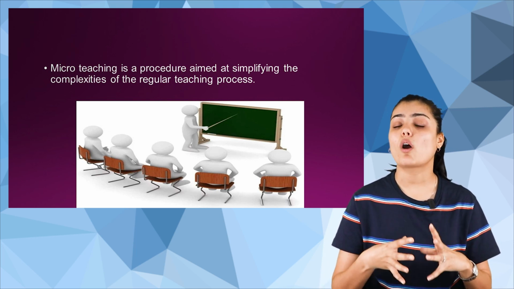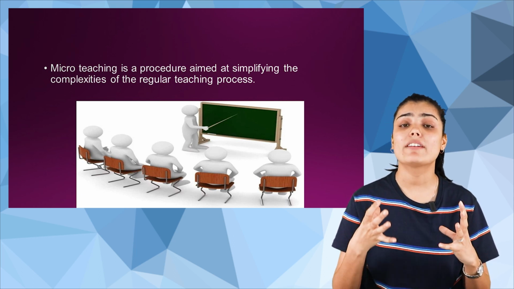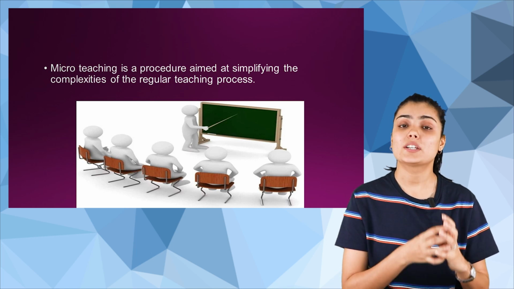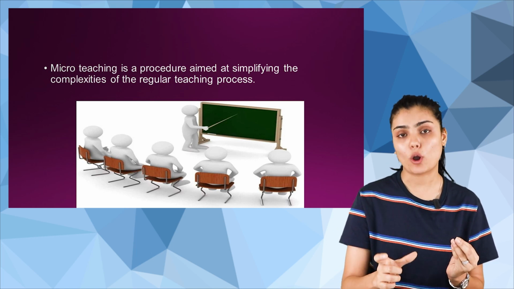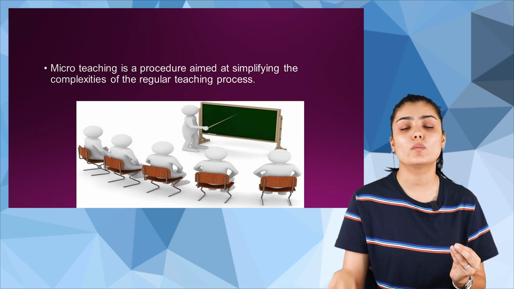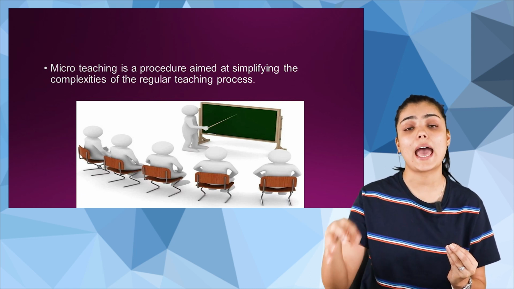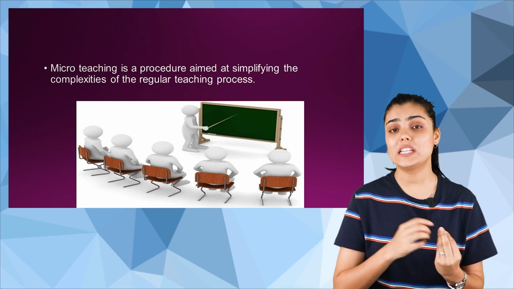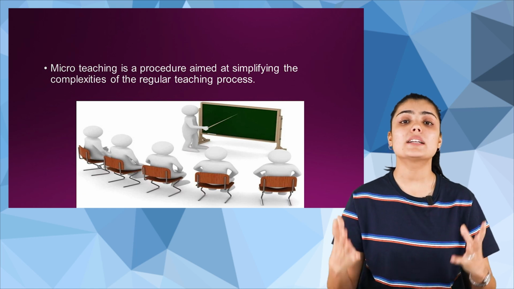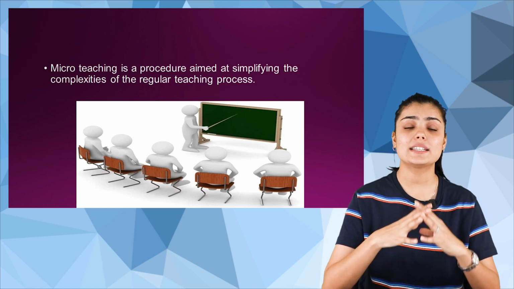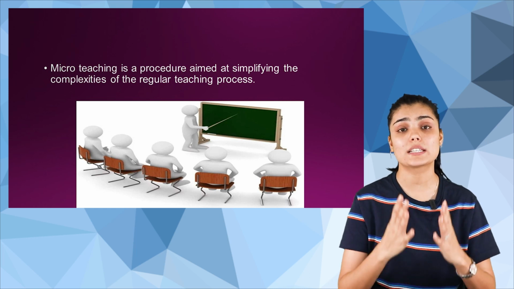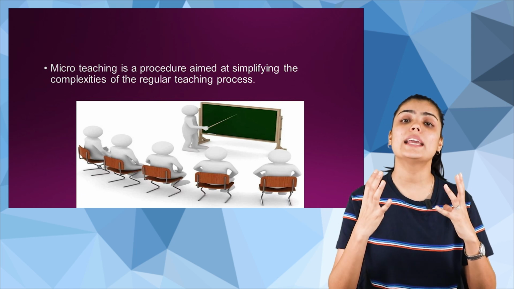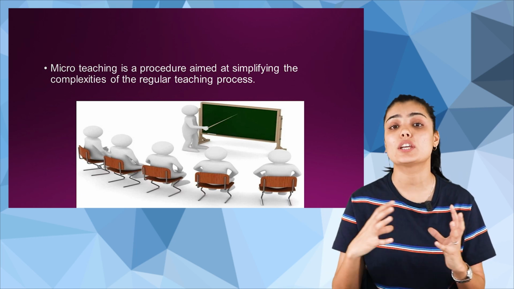And when a particular topic is to be dealt with, the teacher has to have an in-depth knowledge about the topic before delivering it to the students. The trainee teacher is given a very small topic and a very small classroom with around 5 to 10 students whom he has to teach. What happens? The trainee teacher gets exposure to the classroom, teaches in a real life situation, but with much simplicity. The entire regular teaching complex process is simplified. That is what micro teaching is aimed at, simplifying the complexity of a regular teaching procedure.